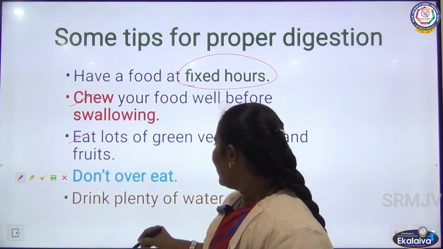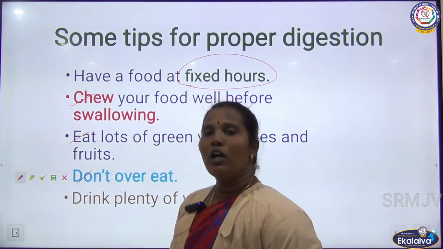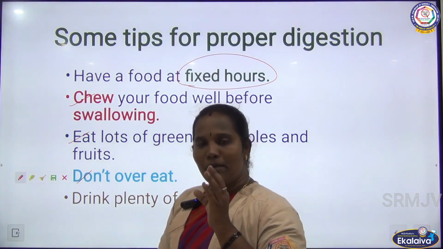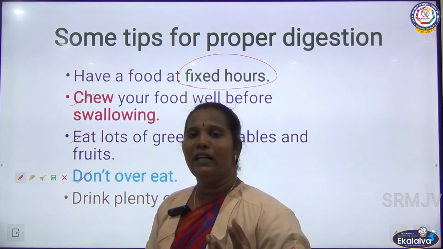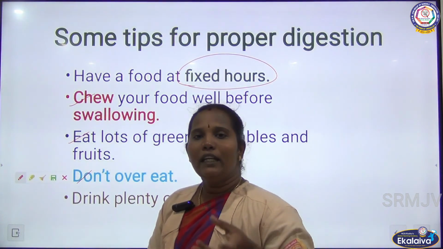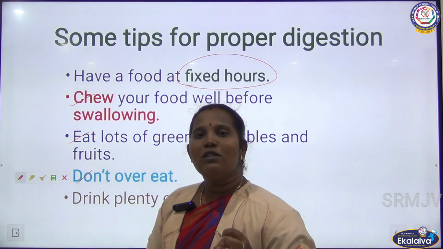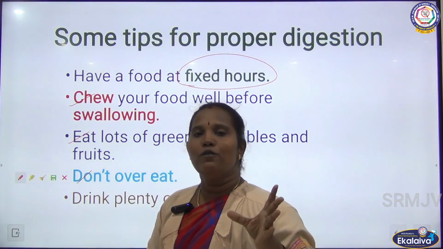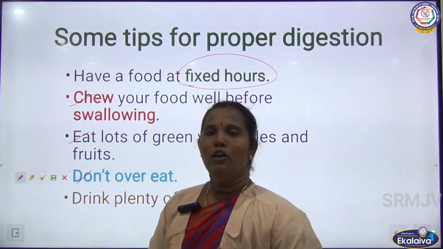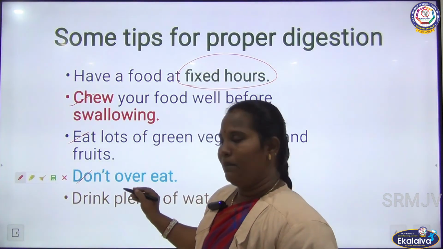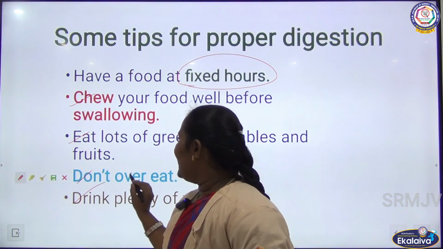Okay. Then next one, do not overeat. I told you already that some secretory juices are secreted on the food, and only then can the food be digested. Suppose we are overeating, the digestive juices cannot be secreted enough for that much food. Okay. So we have to eat within a limit. Then one, drink plenty of water.